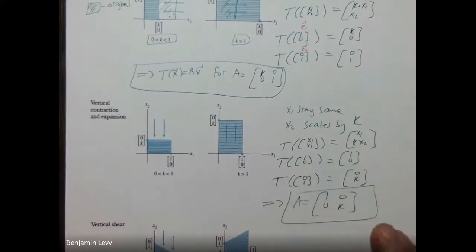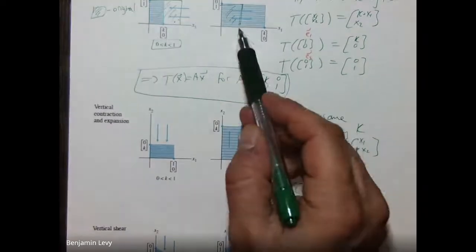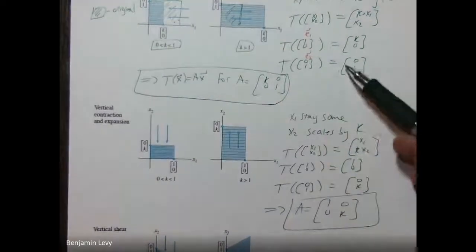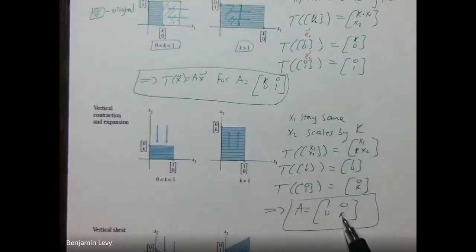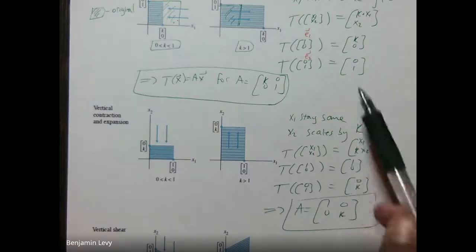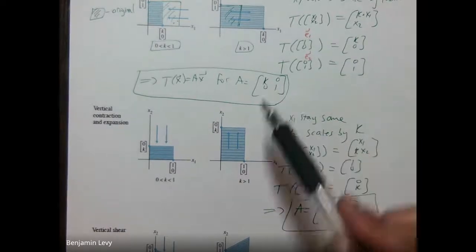Right, so in other words, notice what happened here. If we want to scale in the horizontal direction, the k is in the upper left-hand corner. If we want to scale in the vertical direction, it's down here, right? Because this one ends up multiplying the x2. This one's going to end up multiplying the x1.